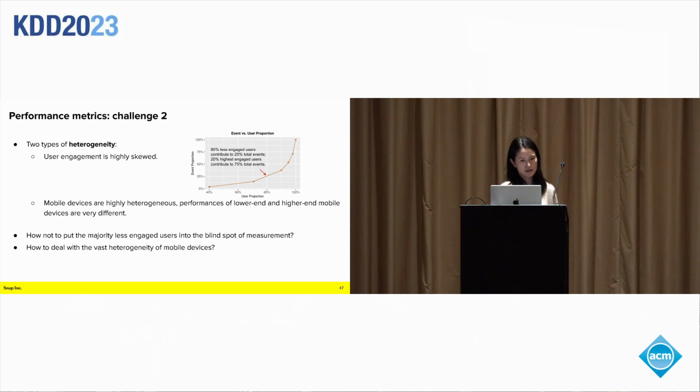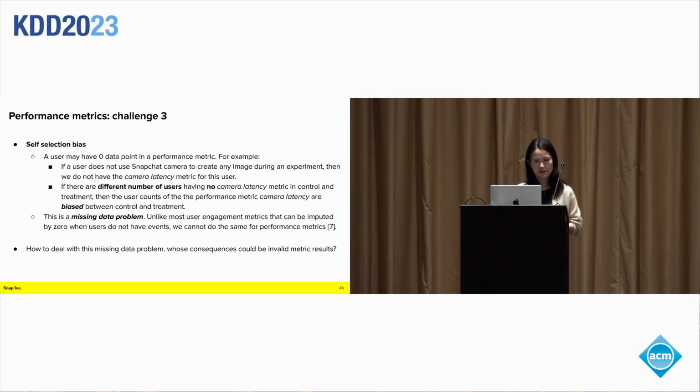And the second is that mobile devices are highly heterogeneous, as we mentioned before. The performance of higher-end devices versus lower-end devices could vary a lot. So then the questions are how not to put the majority less engaged users into the blind spot of our measurement, and how to deal with the vast heterogeneity of mobile devices.